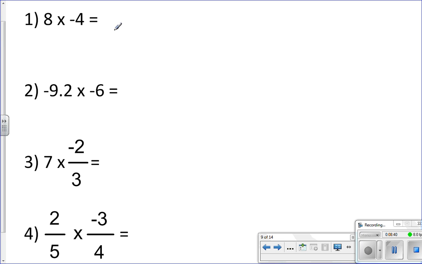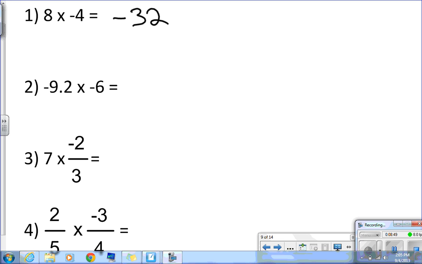Eight times negative 4 is negative 32 because it's a positive times a negative. Next, I have negative 9.2 times negative 6, so since it's a negative times a negative, it's going to be positive, and that's positive 55.2.